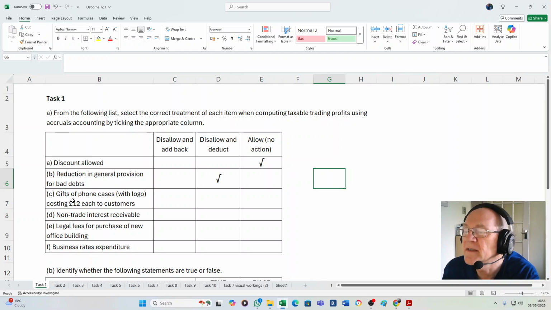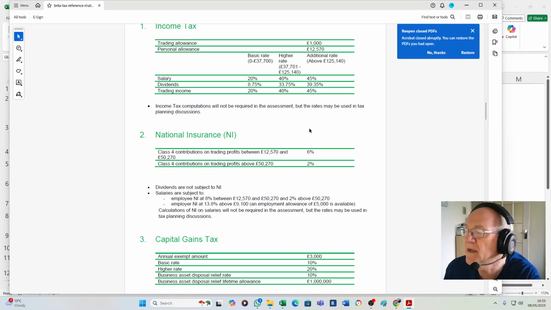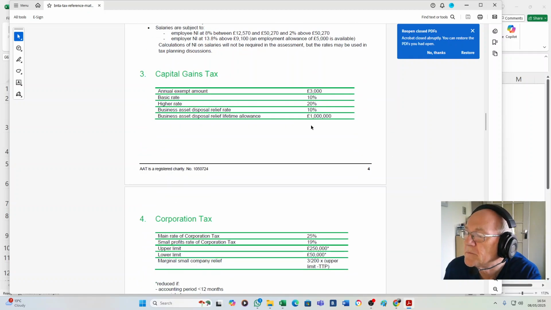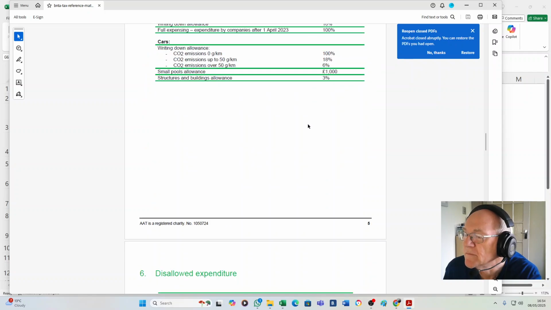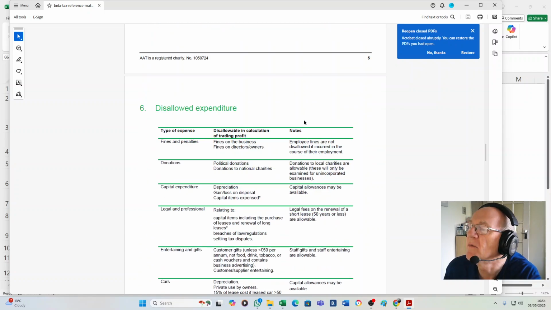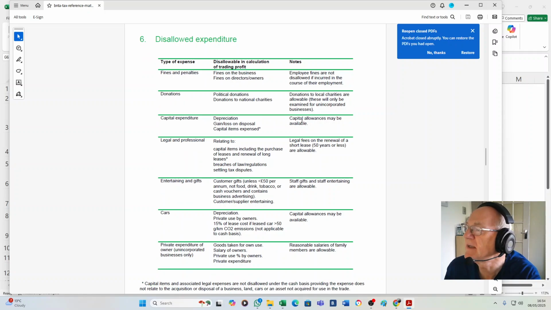Gives the phone cases with the logo costing £12 each. Maybe time quickly to flip to the reference material. Just have a look what we've got. Just check the numbers in it. Okay, this one's fairly easy. Entertaining and gifts. Customer gifts unless less than £50. That's okay. There's no alcohol mentioned in this.